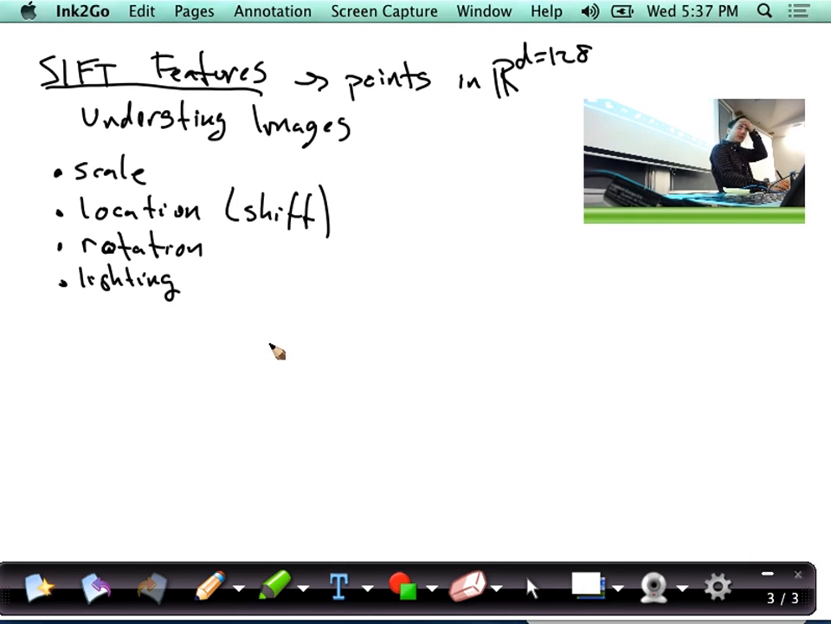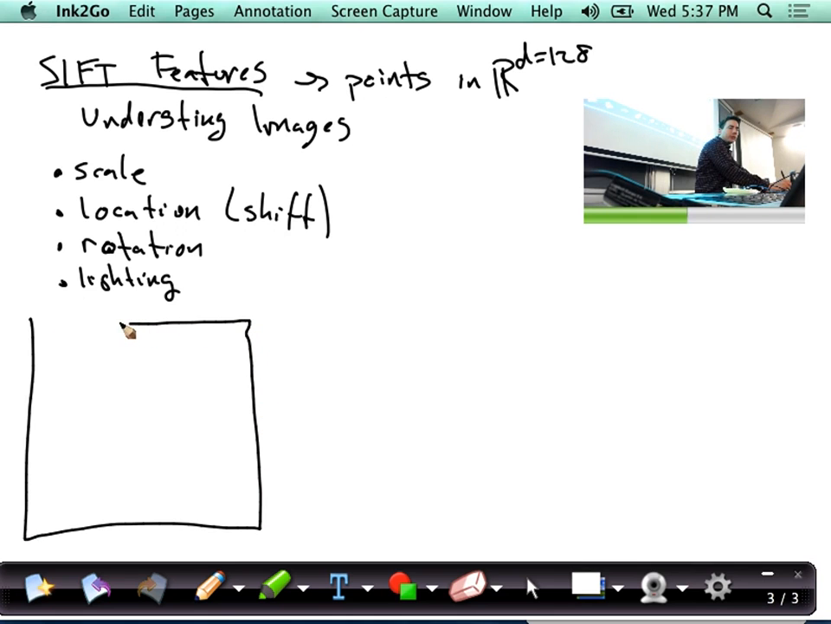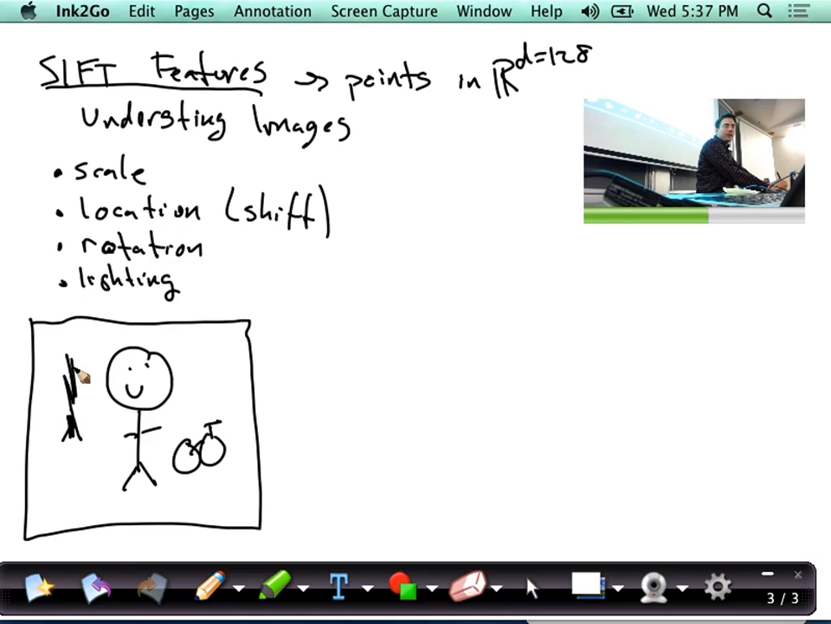So how do we create these vectors? Before we do that, we need to think, what is an actual image? Let me try and draw a picture here. An image usually is going to be some nice rectangle or square, and there's going to be someone in here standing next to a bike, and then there's a tree in the background here. Okay, so this is my image.